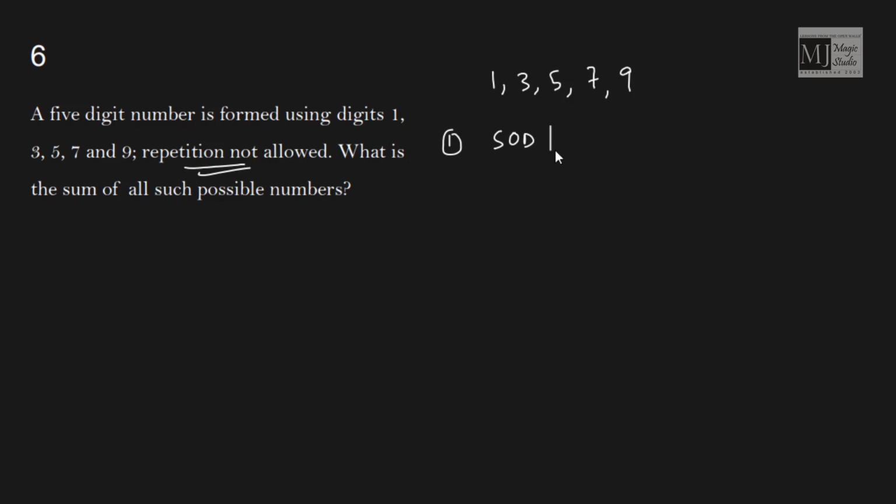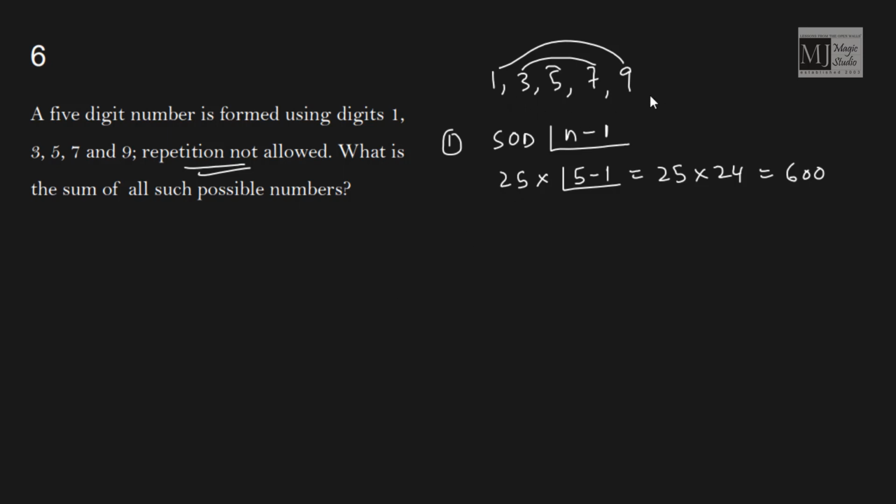First step is, let's find the sum of digits and multiply this by n minus 1. Sum of digits is 10, 20, 25, into factorial 5 minus 1. That is 25 into 24, which is 600. Now this is a 5-digit number.